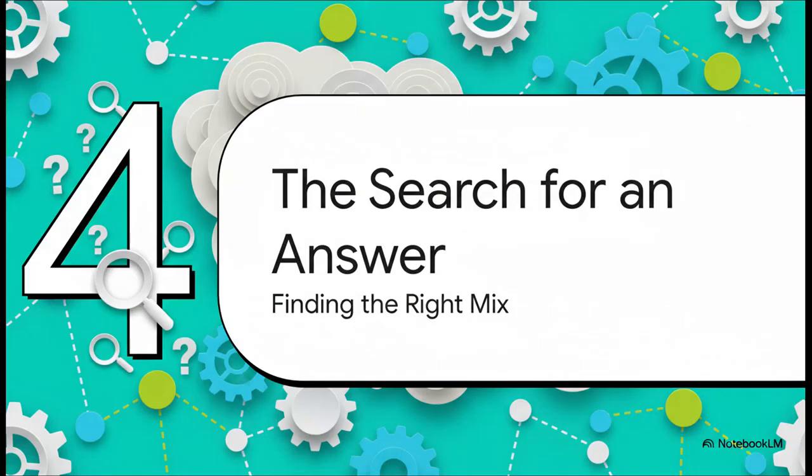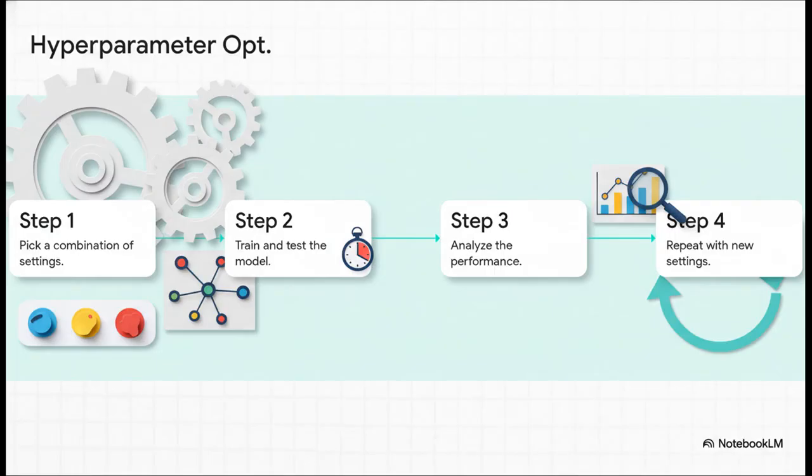Okay, so if finding the perfect settings is so incredibly hard, but also so incredibly important, how do people actually solve this problem? I mean, they can't just guess forever, right? The solution is a process with a fancy name, hyperparameter optimization. But at its core, it's a pretty straightforward loop.